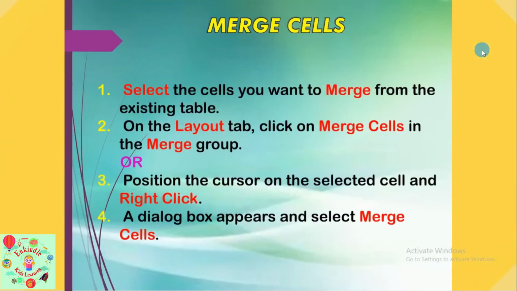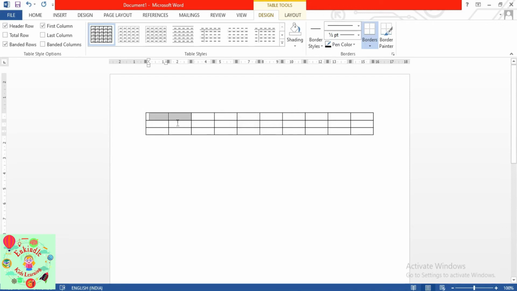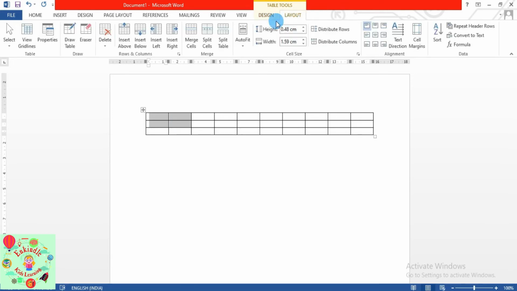How to merge cells? You can combine two or more cells into one by using the Merge Cells command. Let me show you how to merge cells. First, select the cells you want to merge from the existing table. On the Layout tab, click on Merge Cells in the Merge group.